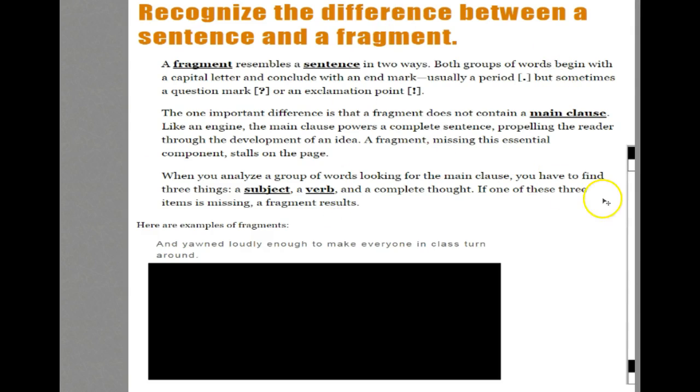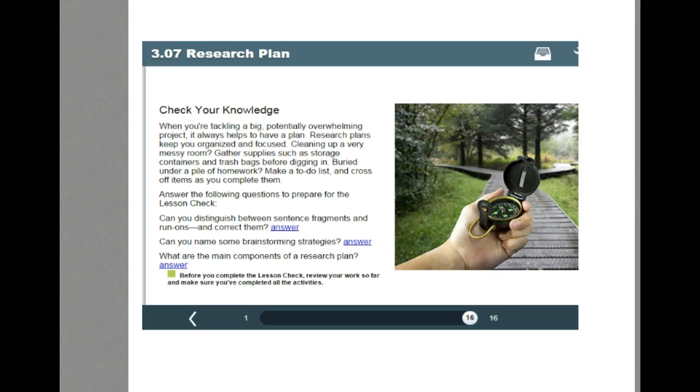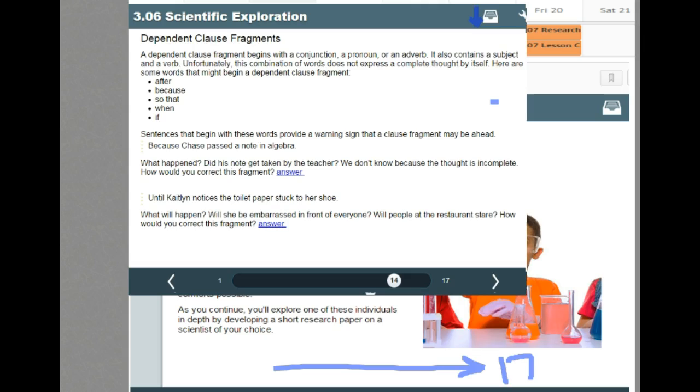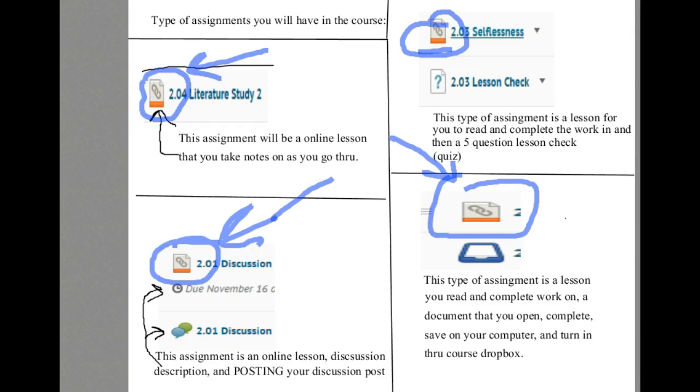And one game we played, this might help you, was the clause, phrase, race game. And remember the tip, a clause has a subject and a verb and a complete thought. A phrase does not have both, and so it is not a complete thought. All right, so this is our week in review. And remember that every day, whatever the lesson involves, it always involves a lesson link with lesson content and information.